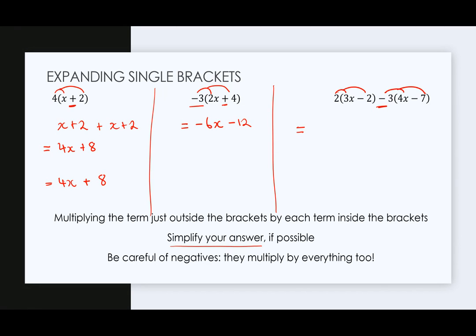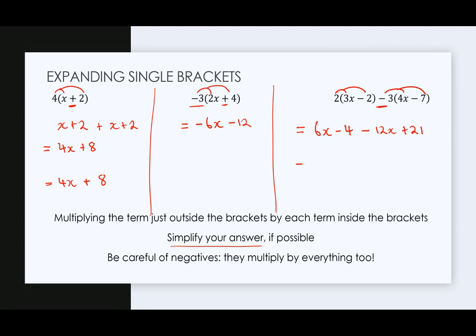So in my first line of working, I'm going to expand both sets of brackets without simplifying. So that will be 6x minus 4. And then it's minus 3 times 4x, which is minus 12x. And then this is the mistake that many students make. It should be minus 3 times minus 7, which is positive 21. However, many students often write that as negative 21, forgetting that that is a minus in between the 2 brackets.